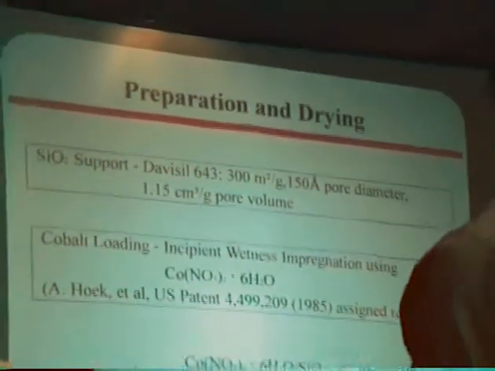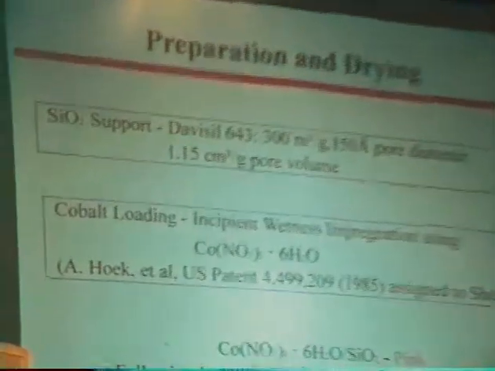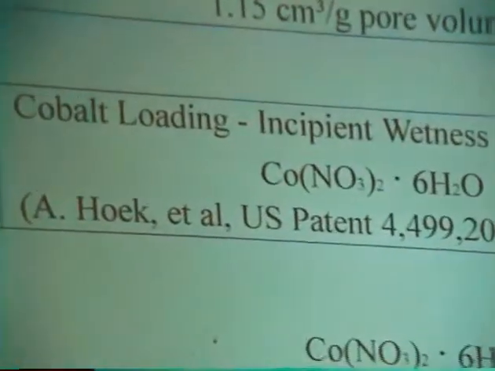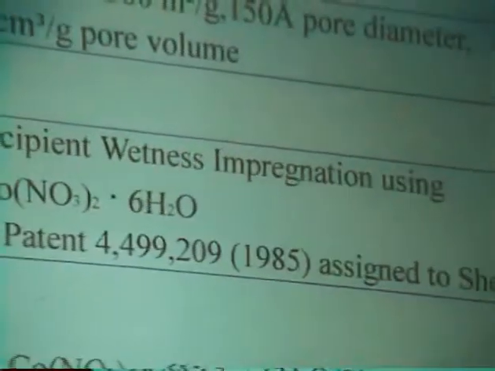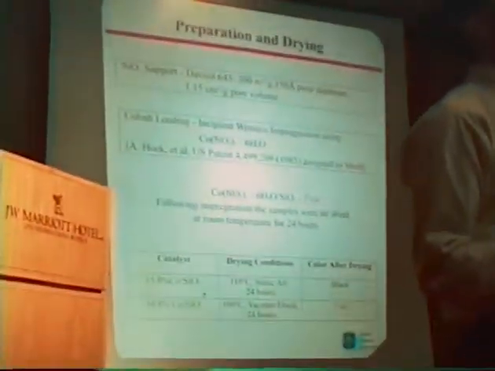We prepare these catalysts using a basic recipe given in the patent literature. We use a commercially available silica support with a surface area of 300 meters squared per gram. We load the cobalt using incipient wetness impregnation of cobalt nitrate hexahydrate. Following impregnation, these samples are a bright pink color that can be associated with octahedrally coordinated cobalt.